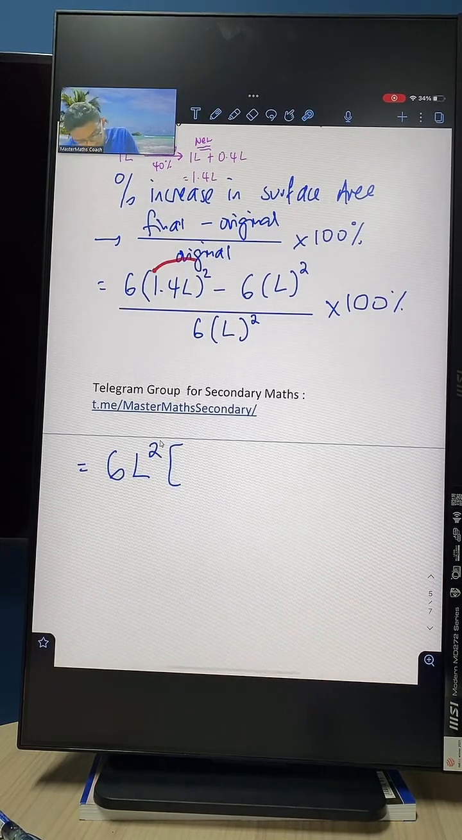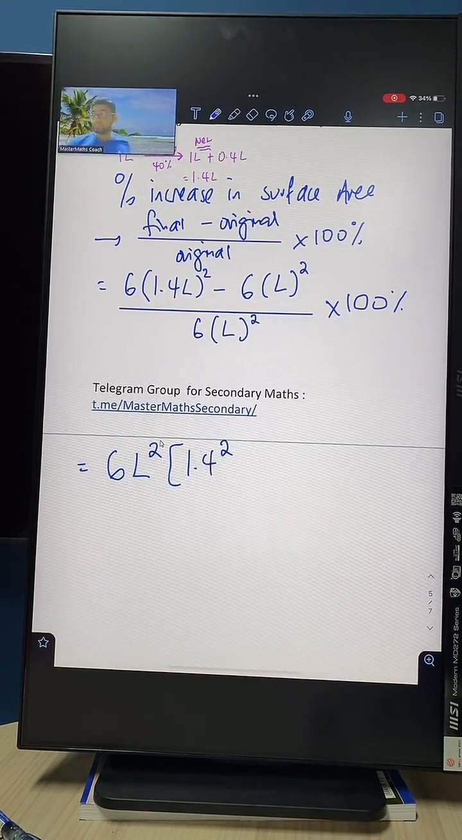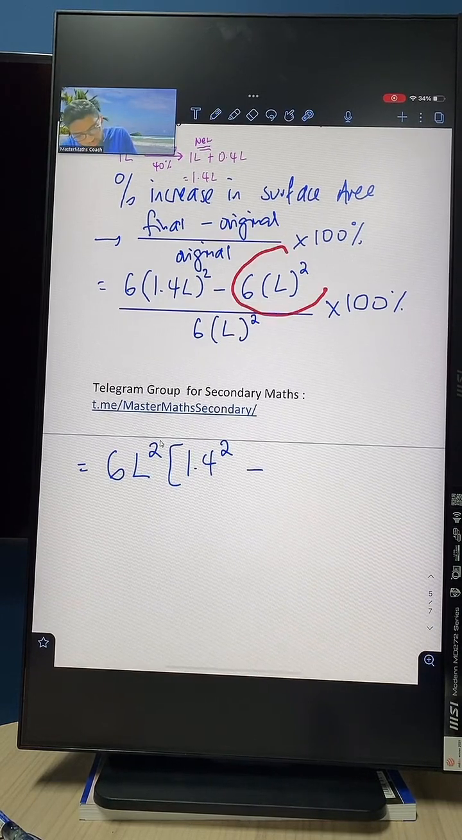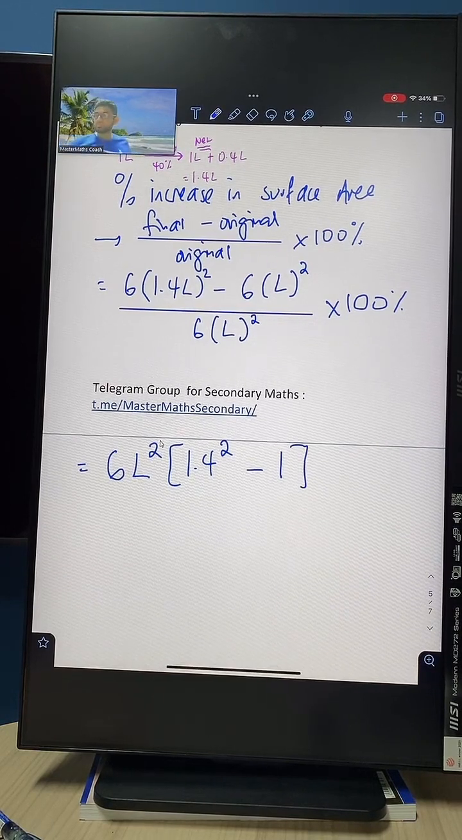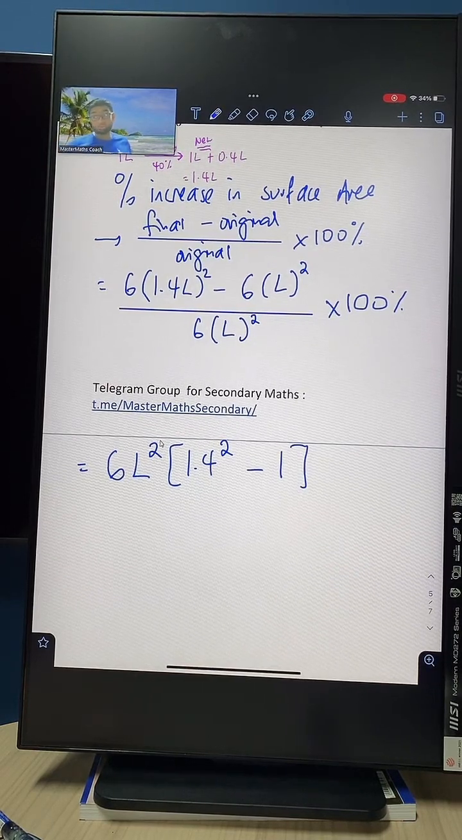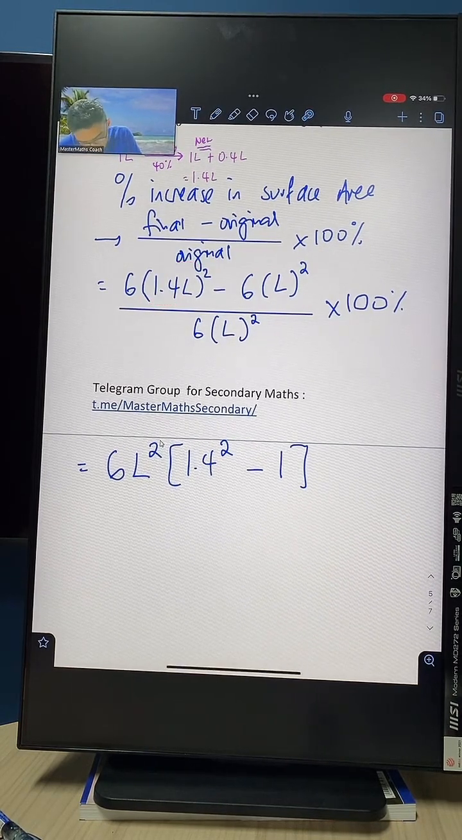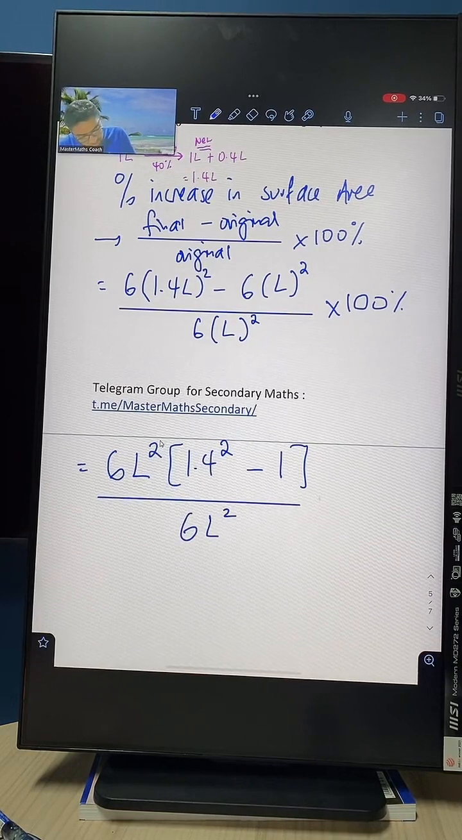What's left in the first term here is just 1.4 squared. Okay, don't forget to square it. Minus, when you took out 6L squared, what's left here is just a 1. Correct? Because you factorize the 6L squared, what's left inside is 1.4 squared, and then this is just left with a 1, that's all. And everything is being divided by 6L squared, my friends.